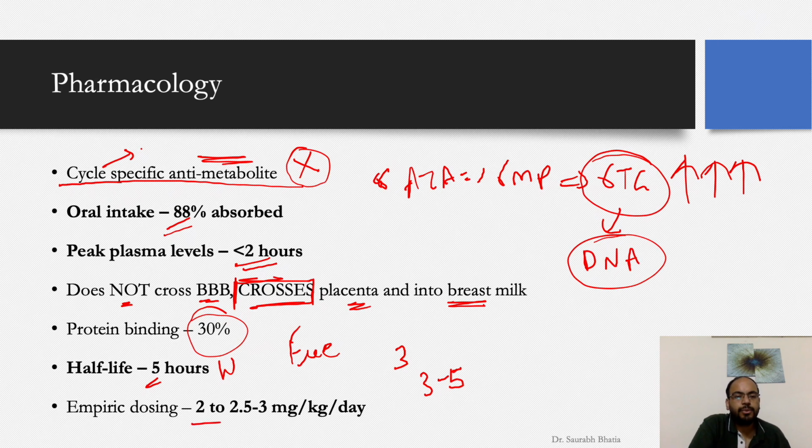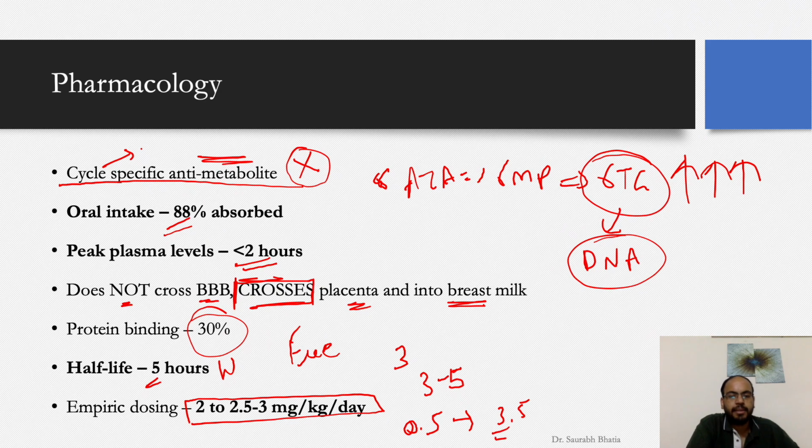Empiric dosing is 2 to 2.5 or 3 mg per kg per day, and in certain cases, for example in TPMT deficiency, in patients taking xanthine oxidase inhibitors, or in the pediatric population, you can start with 0.5 mg per kg and gradually build it up, and you can easily go to 3 to 3.5 mg per kg per day. But the empiric dosing, as mentioned in Wolverton, is 2 to 2.5 mg per kg per day.